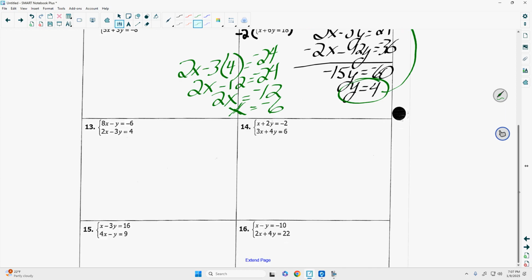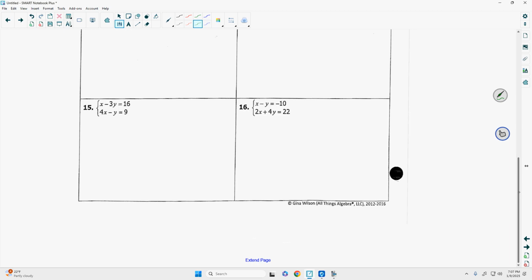Then let's go here. Then I'm going to take that and I'm going to plug it in right there. So it's going to be 1 minus 3y equals 16. I'm going to subtract that. -3y equals 15. And then y equals -5.